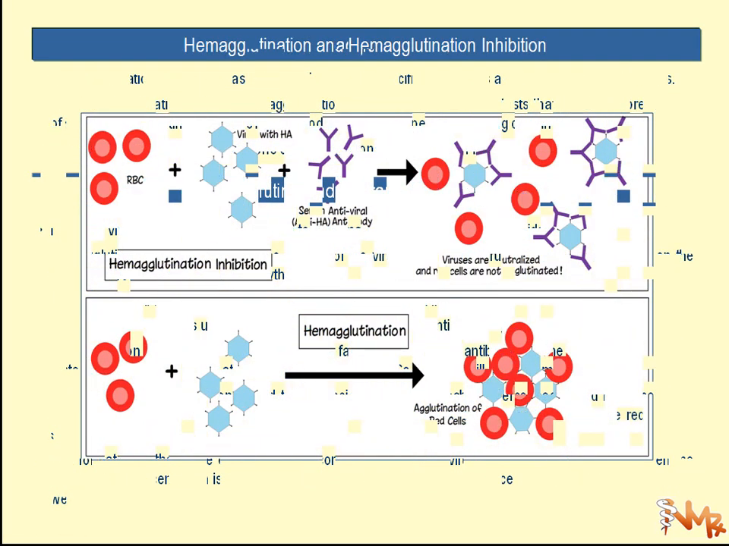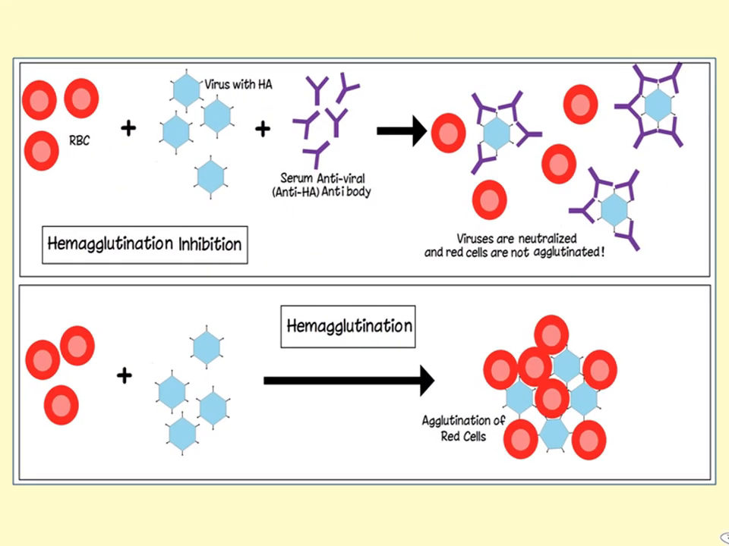This diagram summarizes the events in hemagglutination and hemagglutination inhibition. On top, I'm showing the hemagglutination inhibition. At the bottom, I'm showing the foundation of the hemagglutination test. On top, as you see, we have the red blood cells, we have the virus with hemagglutinins on them in the blood of the patient. We also have these antiviral antibodies. I'm showing them in purple color.